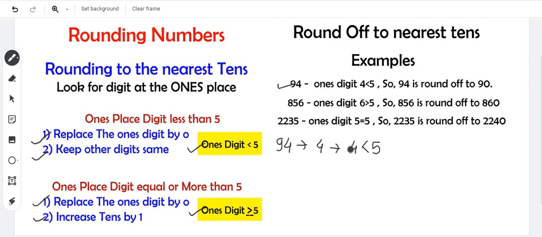According to the first condition, the first rule is replace the ones digit by 0. In the number 94, the ones digit is 4, so replace 4 by 0, and the second is keep the other digit the same. The other digit is 9, so keep it the same as 9. So the number is 90. It means 94 is rounded off to 90. Is that clear? Let's come to the second one.